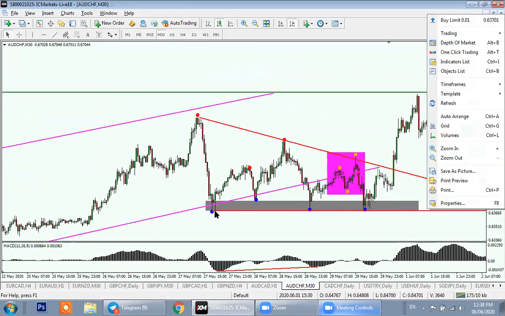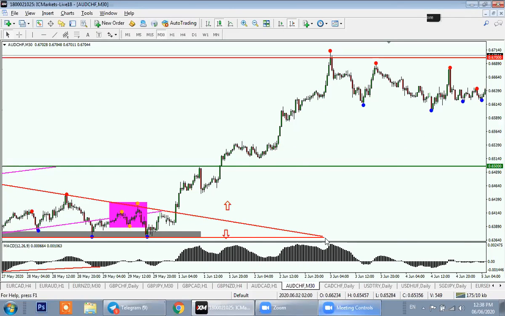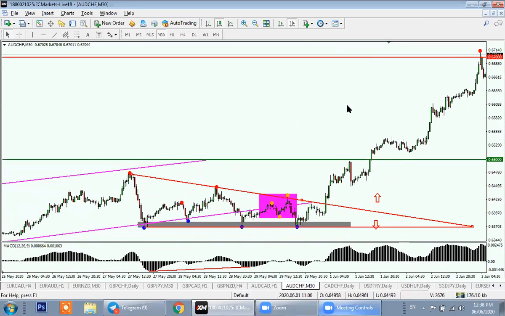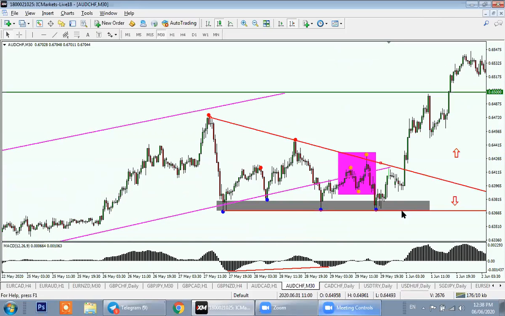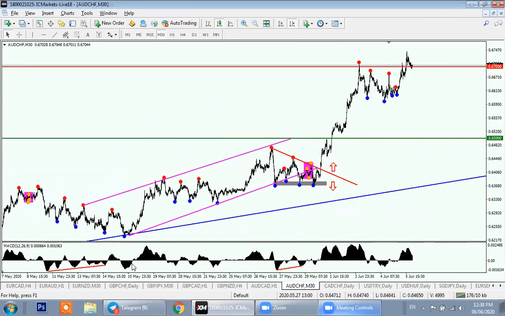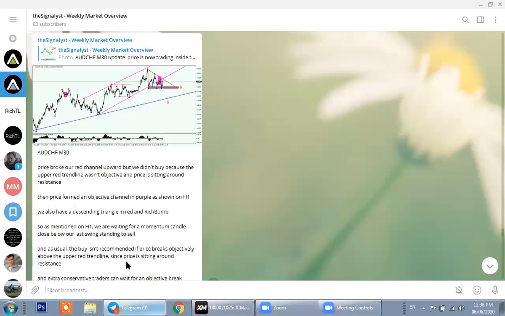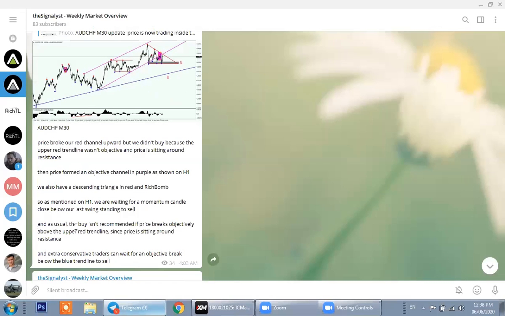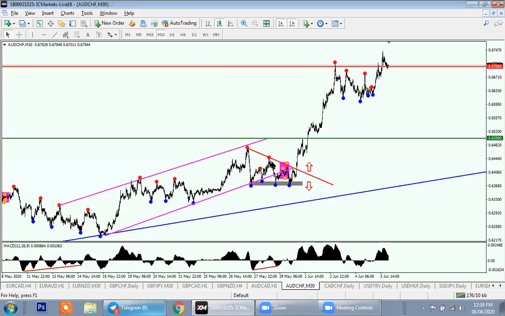a trend line. So let's say you didn't see the lower trend line, yes. So even if you didn't see the lower one, you could enter a buy here. Anyway, I personally didn't enter this buy, as I didn't recommend it as well. The buy isn't recommended, as price is sitting around a resistance area. So I personally didn't enter a buy, even though it hit take profit.